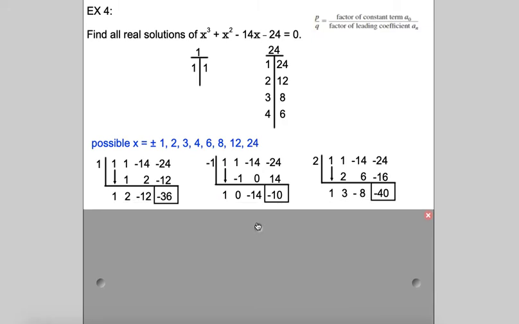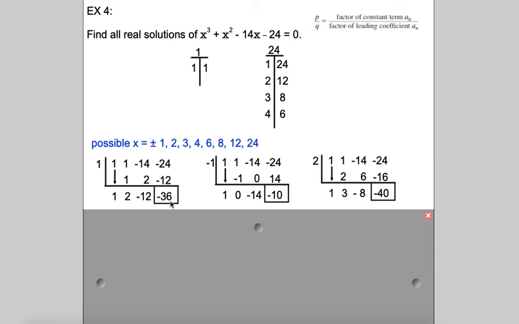So I did synthetic division 3 different times using my initial 1. So 1 is your leading coefficient, 1 is your x squared value, -14 is your x, and -24. So then I did synthetic division. I divided by 1, I got a remainder of -36, which means it is not a solution. We want a remainder of 0. So then I repeated the process. This time I tried -1. So I did that and I got -10. Okay, we're getting closer there.